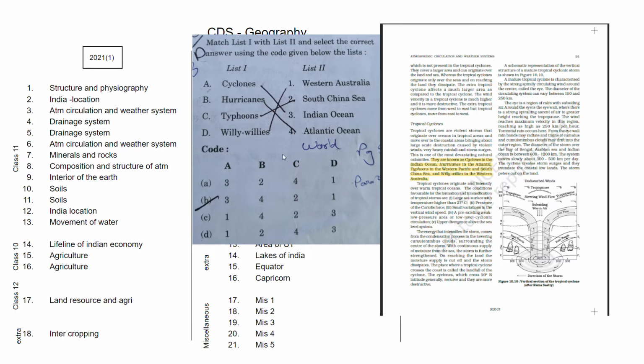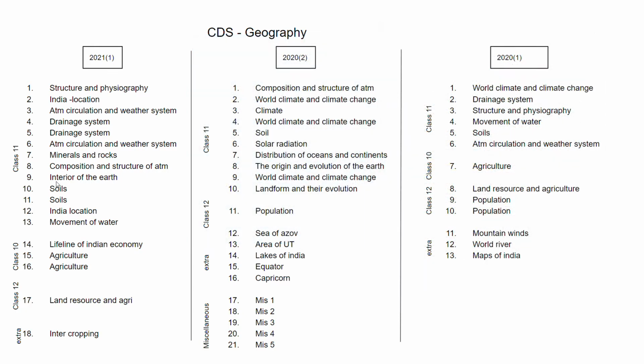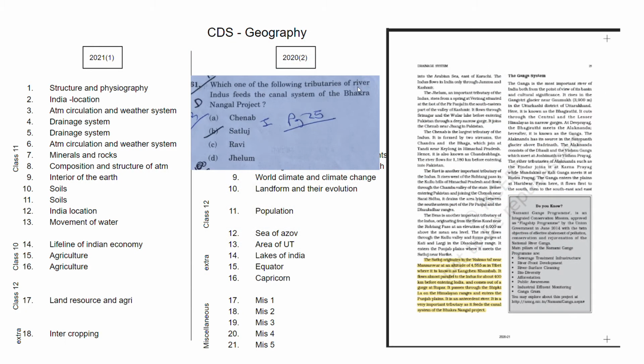Coming to the next question, which is from the Drainage System of India. Which of the following tributaries of river Indus feeds the canal system of the Bhakra Nangal project? Satluj originates in the Rakshastal near Mansarovar at an altitude of 4,555 meters in Tibet. Now look at the last line. It is an antecedent river. It is a very important tributary as it feeds the canal system of the Bhakra Nangal project. So Satluj is the answer.